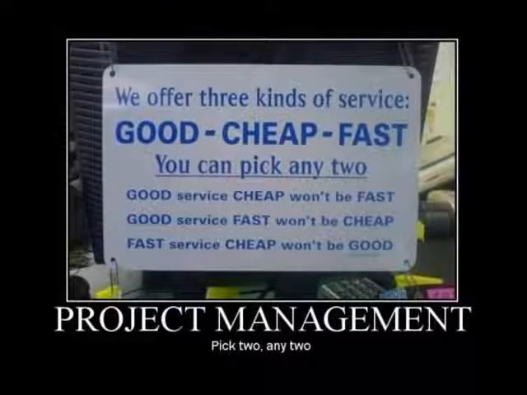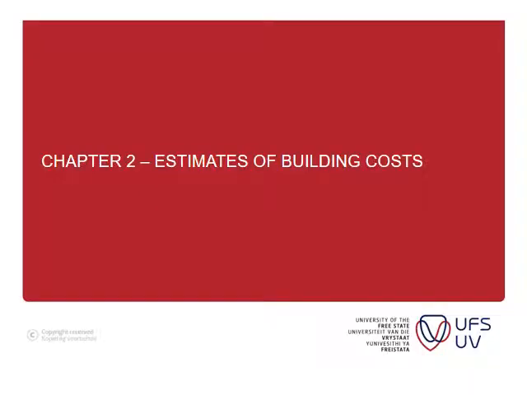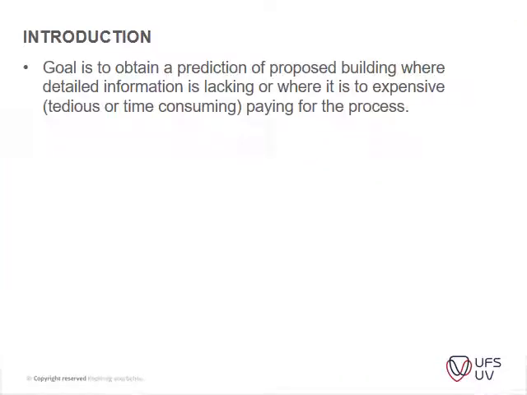Okay, and then I just added this little slide that you can have a look at. And then we get to chapter 2, estimates of buildings. So this is where we actually get to what type of estimation methods is used. The goal is to obtain a prediction of the proposed building where detailed information is lacking or where it is expensive, tedious or time-consuming to pay for the process. So you want to get the most optimal solution for that current situation where you are.